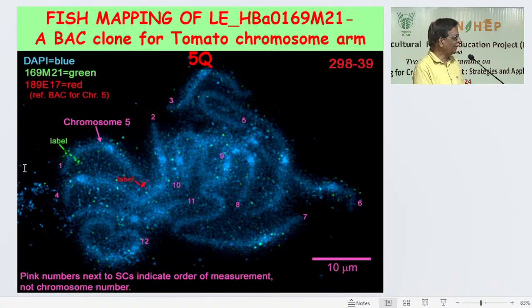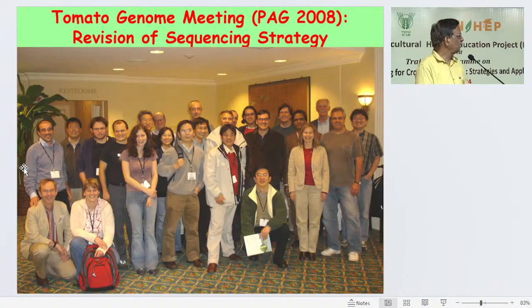So you do the bag FISH. You take a bag which is known to be on chromosome 5, this red one here, then you take the unknown one, which was supposed to be on chromosome 5, and do the FISH, then you know they both belong to the same chromosome. So now we take this bag and sequence it. So it was a very slow process.